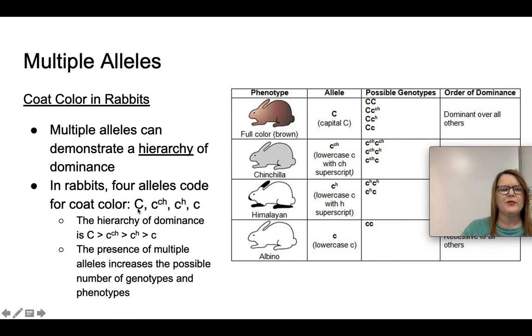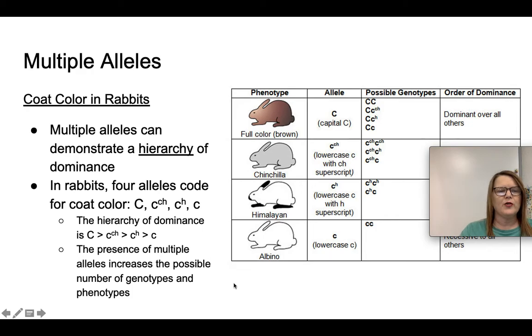So the only capital C is the brown color because it's the most dominant. And then these would all be recessive to that brown. But C^ch is dominant to Himalayan, which is C^h. Himalayan is dominant to albino, which is little c. So that's your hierarchy of dominance then. Brown, then chinchilla, then Himalayan, and then albino.